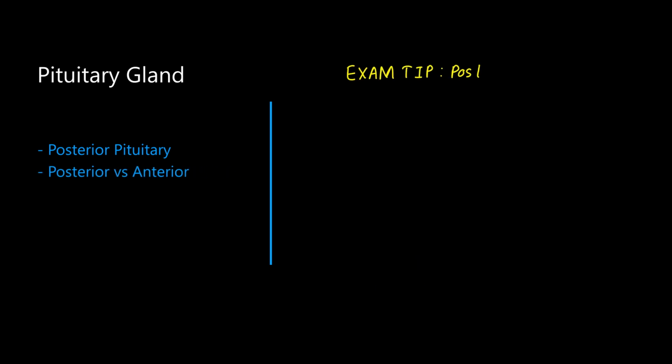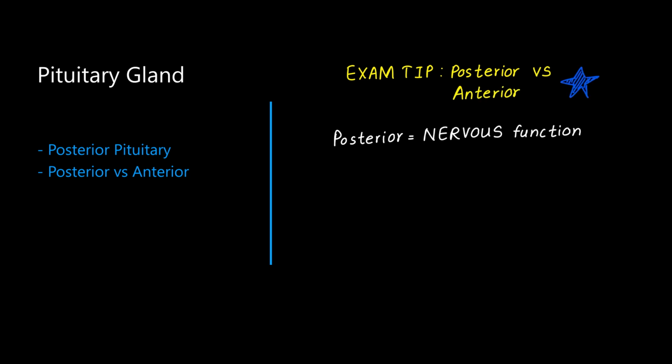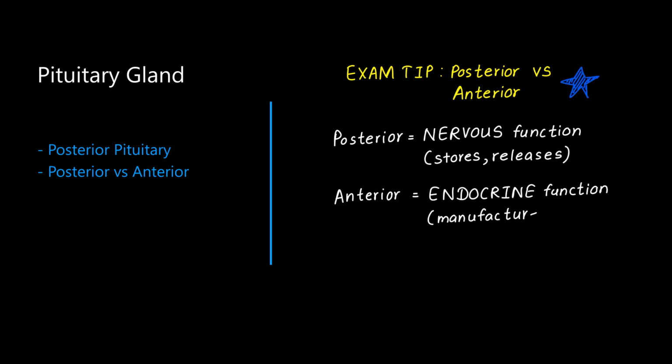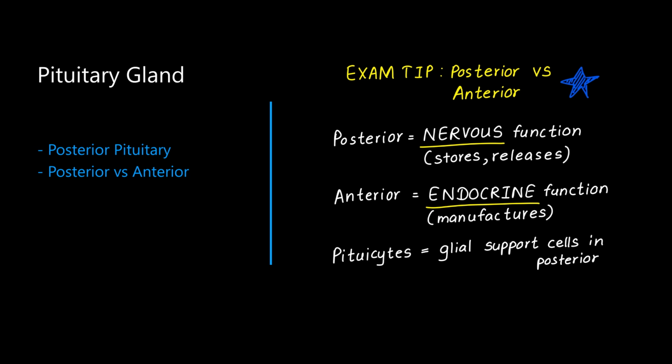Pituicytes in the posterior pituitary are specialized glial cells that support the axon terminals storing these hormones. Blood supply comes through the posterior hypophyseal plexus. The exam sometimes asks what distinguishes the posterior pituitary from the anterior, and the answer is that the posterior pituitary has nervous function, not endocrine manufacturing function.